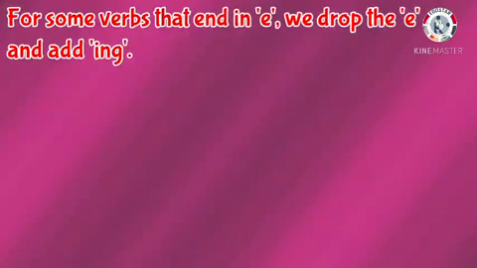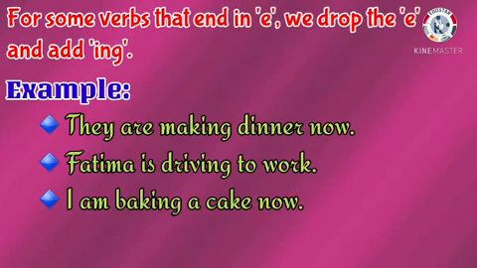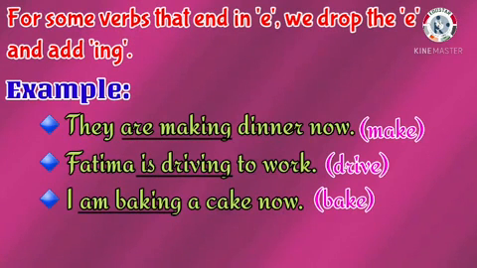For some verbs that end in e, we drop the e and add ing. For example, they are making dinner now. Fatima is driving to work. I am baking a cake now. Here, the base verbs make, drive and bake end with e, so we dropped the e and added ing.